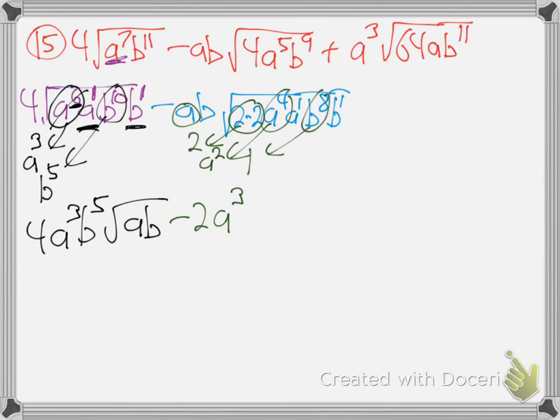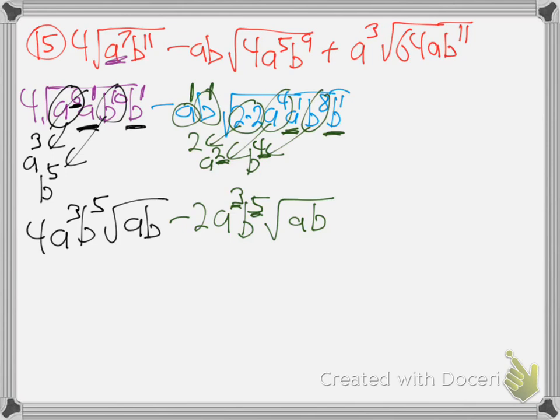8 B's in sends 4 B's out. Hits the 1 B that's already out there, b to the 5th, right? There's already an a to the 1, b to the 1 out there. That adds to the 2 and the 4 to be 3 and 5. And then what's left inside the root? A, B.